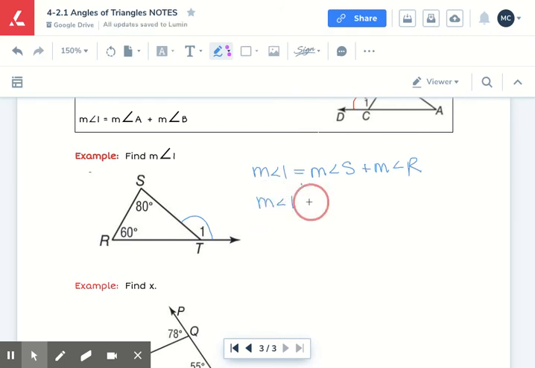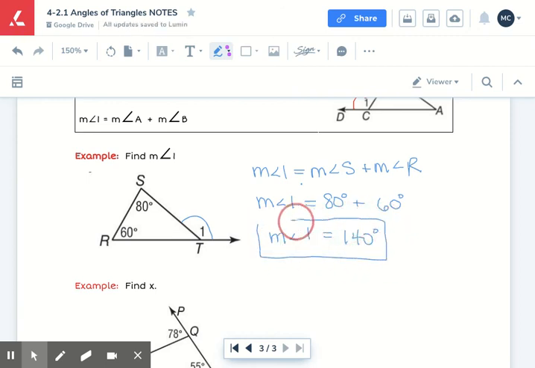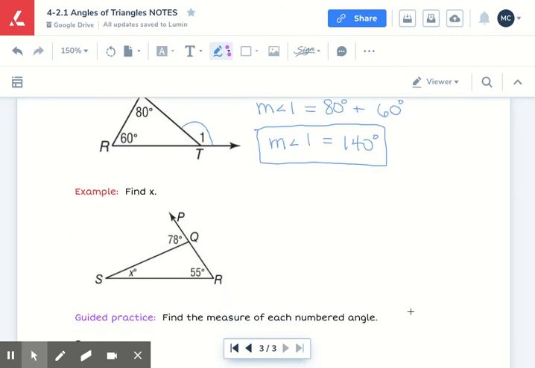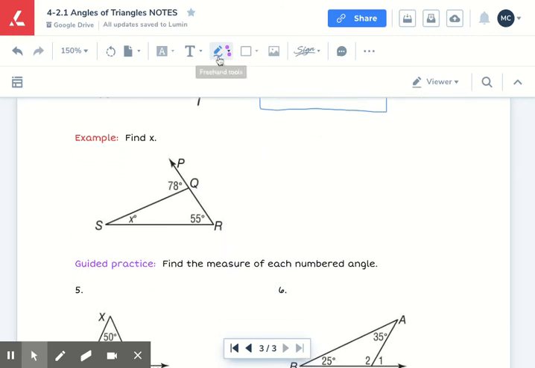Then I'll fill in all the information that I have from my picture. Measure of angle 1 is what I'm looking for, so I'm going to leave that just as measure of angle 1. Measure of angle S is 80 degrees. And the measure of angle R is 60 degrees. And then I can sum those. So 80 plus 60 is 140 degrees. So not bad.